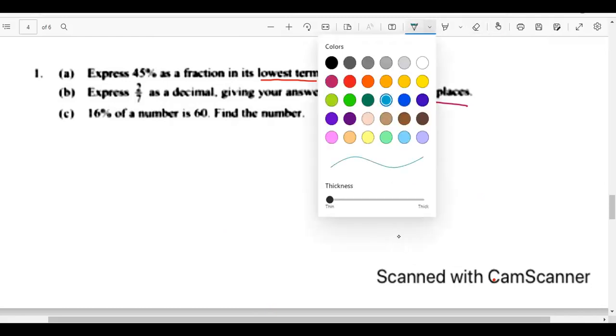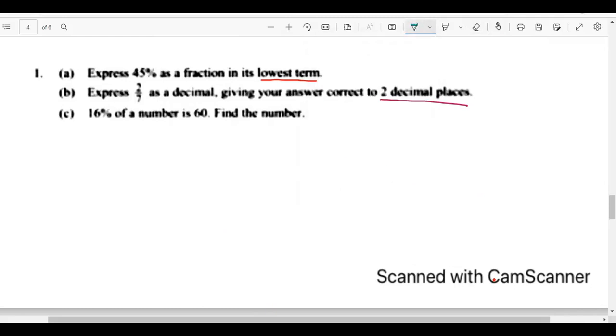So we have 16% of a number, let's say x, is 60. You need to find the number, you need to find x. Let's convert it into a mathematical statement. 16% is 16 by 100. I've told you percent can be written this way. Of is multiplication, so 16 by 100 times x equals 60.